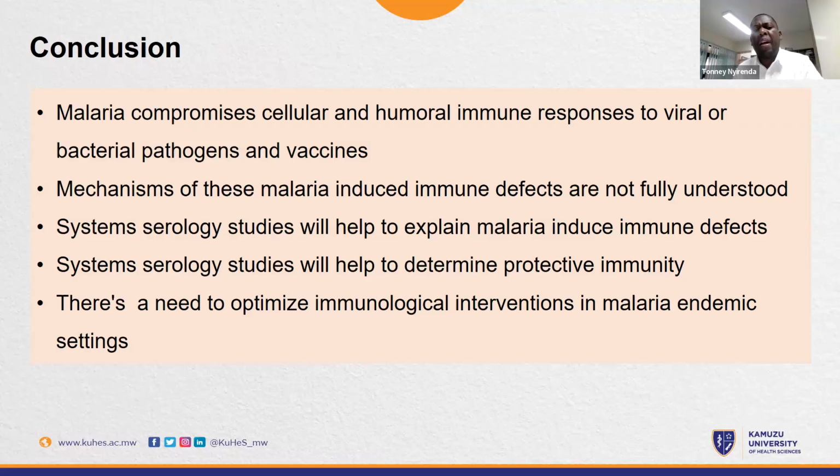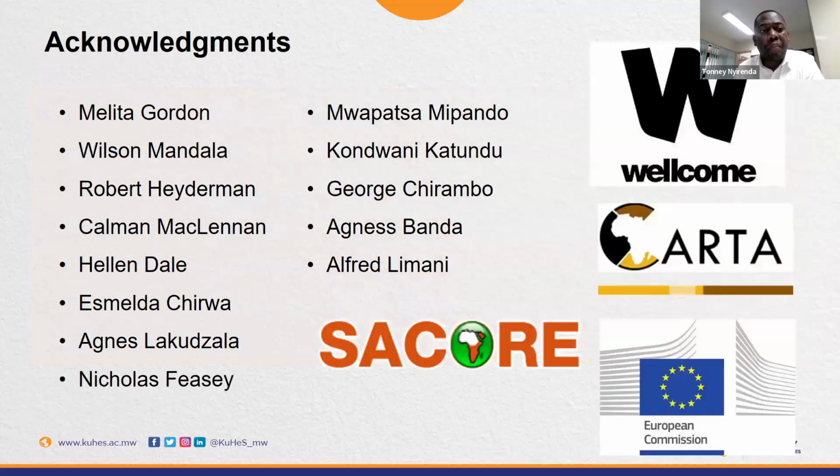Mechanisms of these malaria-induced immune defects are not fully understood. Systems serology studies will help to explain malaria-induced immune defects, but also will help to determine protective immunity. There is a need to optimize immunological interventions in malaria endemic settings, so that some of these things that we have just highlighted can be addressed.